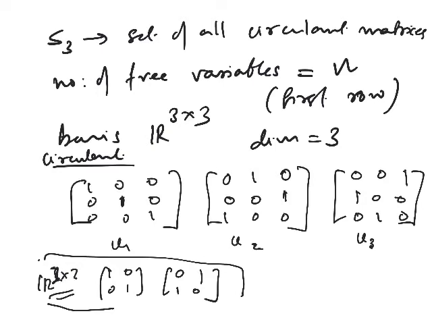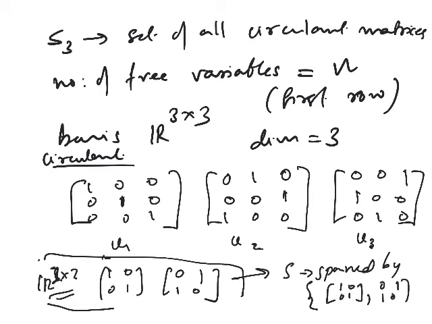Now, what happens to elements in this set? I have a set S which is spanned by 1 0 0 1 and 0 1 1 0. What do you say about this set? S is a subspace of R2 cross 2, and S consists of all 2 cross 2 circular matrices.